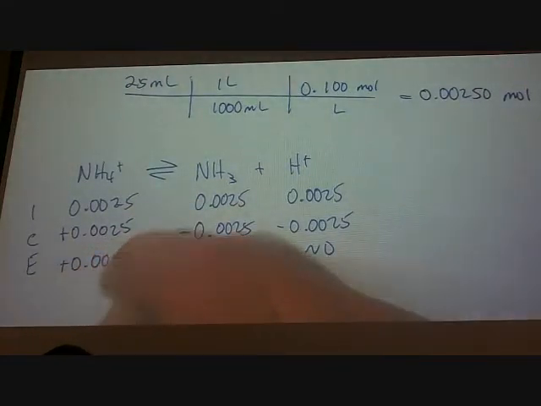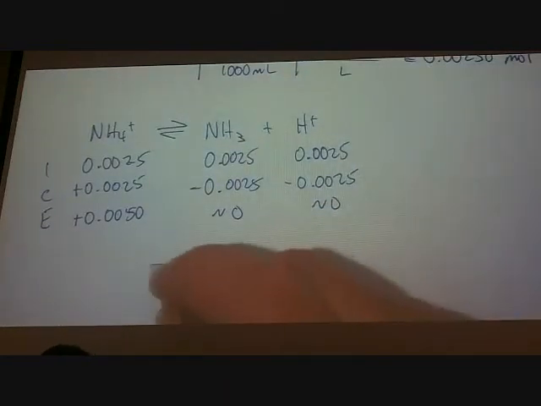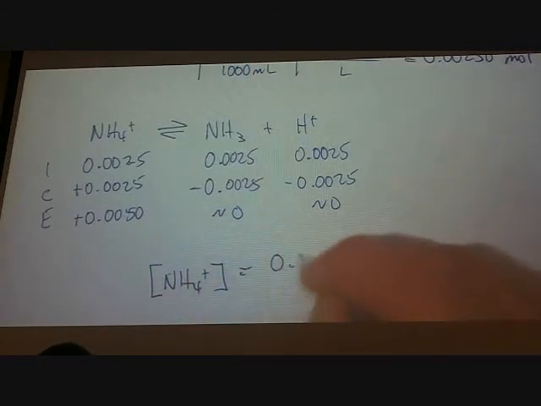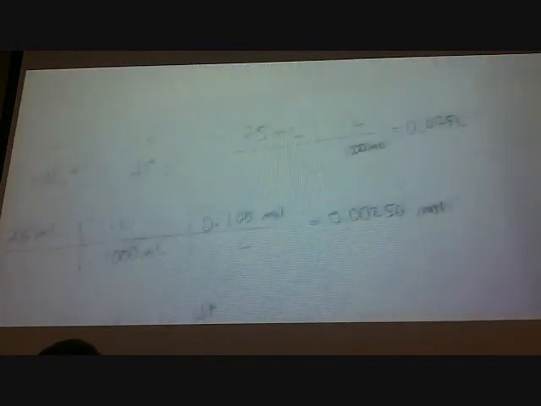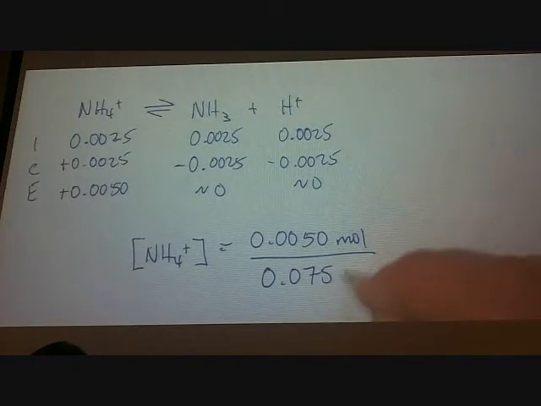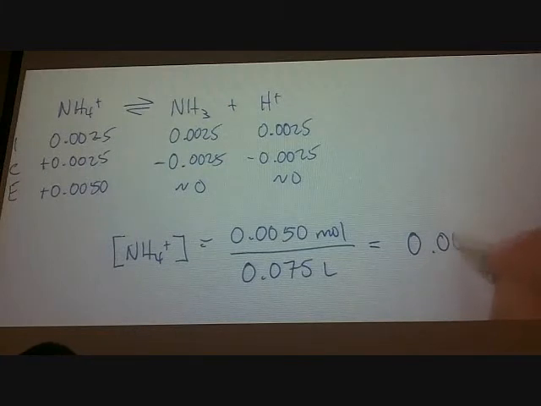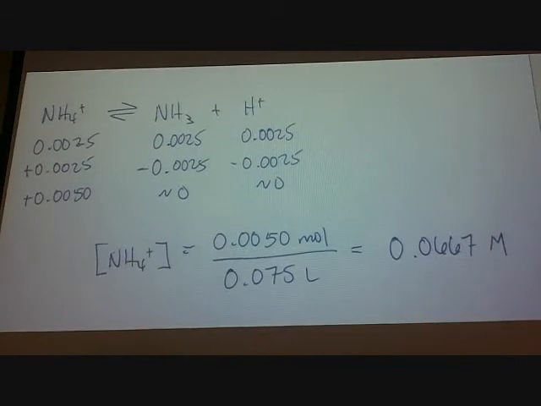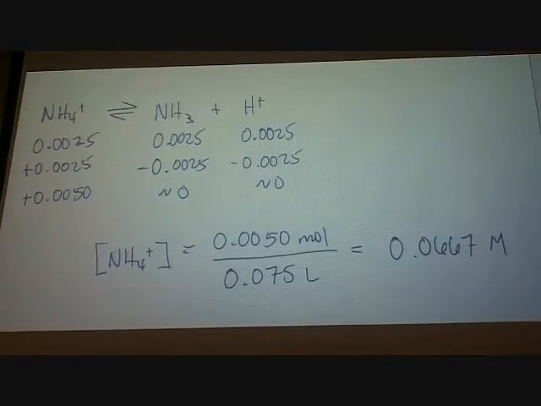So this looks very familiar. And then, since we have our moles of ammonium there, let's take your 0.005 moles and divide by our 75 milliliters. And I think that equals 667. Okay. So and I would be willing to bet that you don't have to show all those steps. Okay.